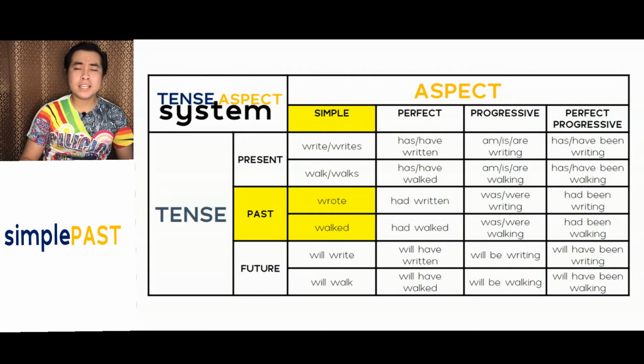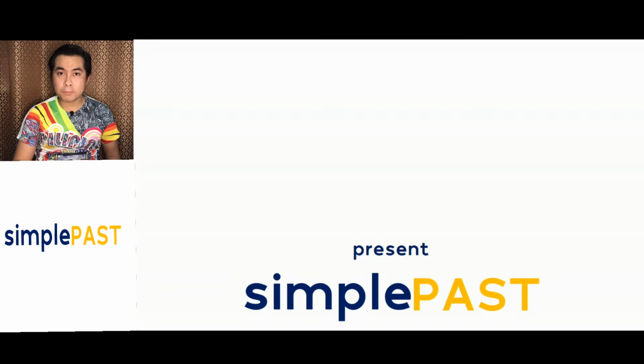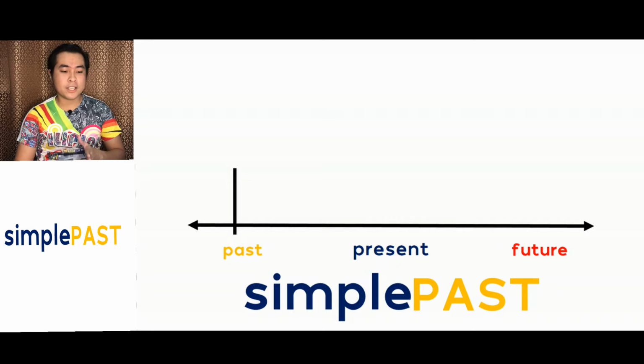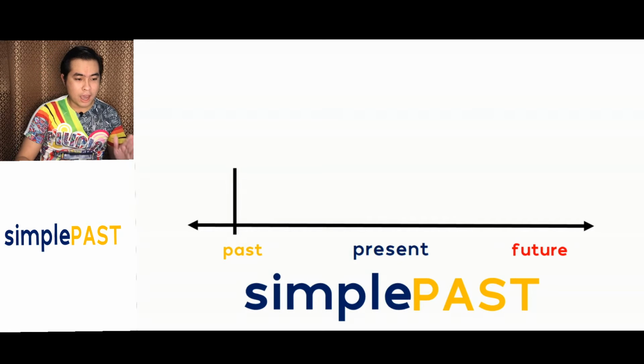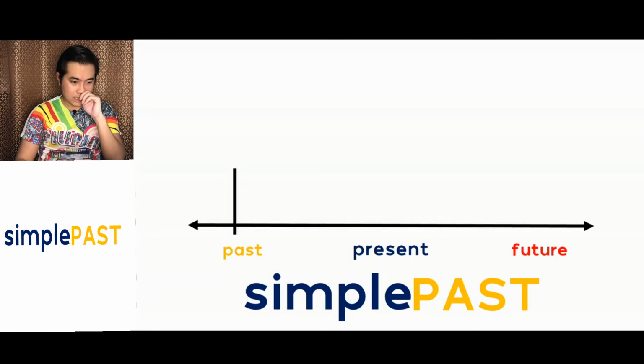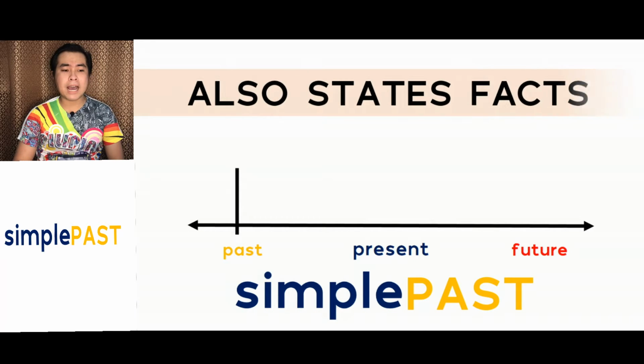So what is exactly the simple past? When we talk about the simple past, again, we go back to the timeline of the past, present, and future. Last time we had the focus on the present, the simple present. Now we have the vertical line as focus for the simple past. The simple past is also stating facts. Basically, just like your simple present, it also states facts.